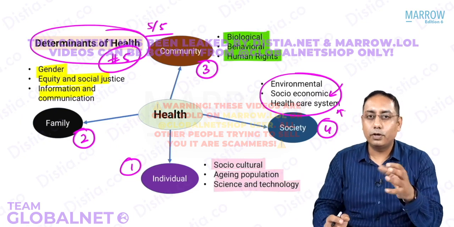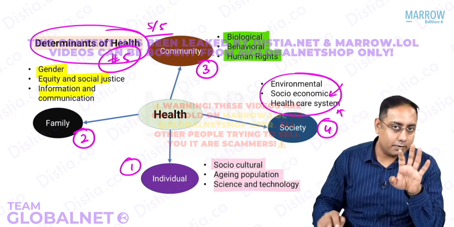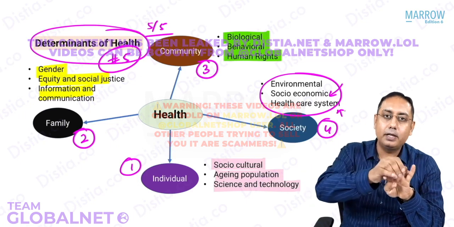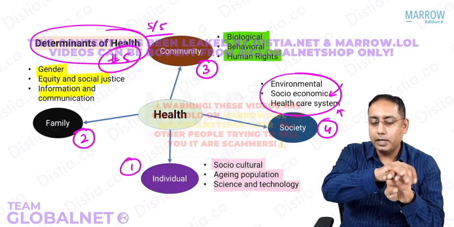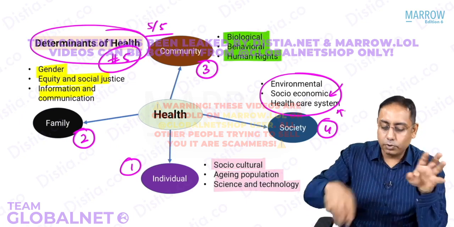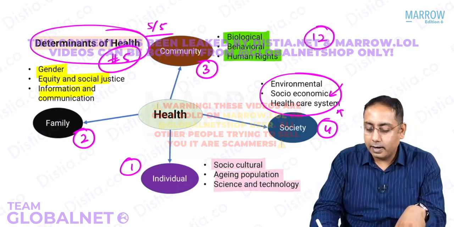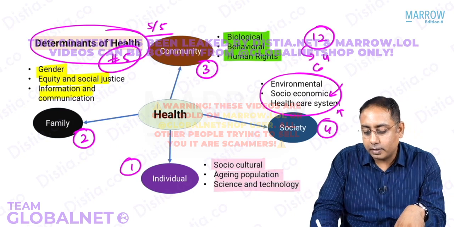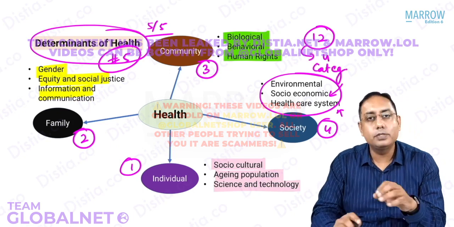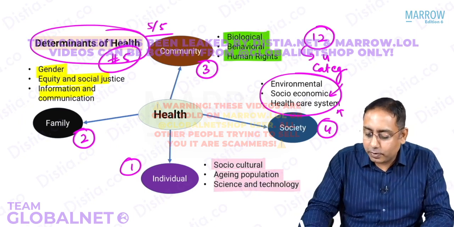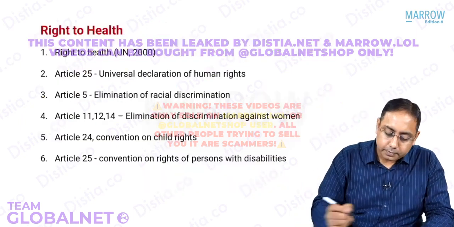So for your exams, please note there are 4 things: family, society, community, and the person, individual. Each one will have three things. So total, how many determinants of health do we see? 12 determinants of health. And these are from four categories. Four categories will lead to the 12 determinants. If you can remember all the 12, very, very nice.